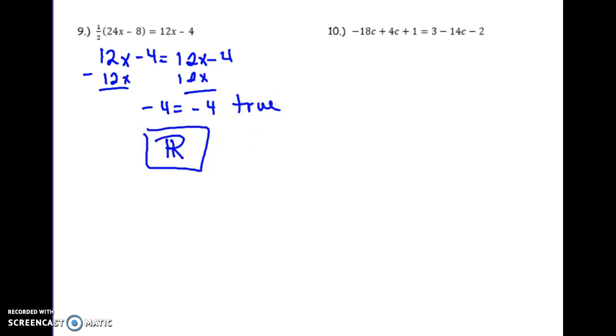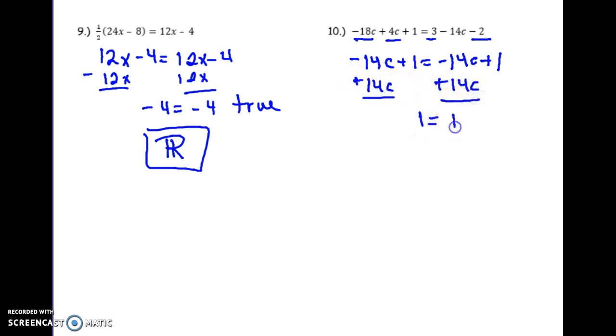Okay, number 10. I'm going to start by combining my like terms on either side. Here I've got a negative 14c plus 1 is going to be equal to, and we'll combine 3 minus 2, so we get a negative 14c plus 1. Again, I'm going to add 14c to both sides in this case. And very similar to the last one, I end up with 1 equals 1. That again is a true statement, so my solution is all real numbers.